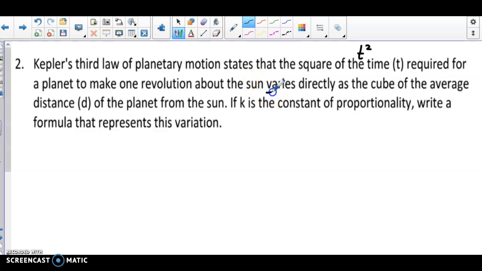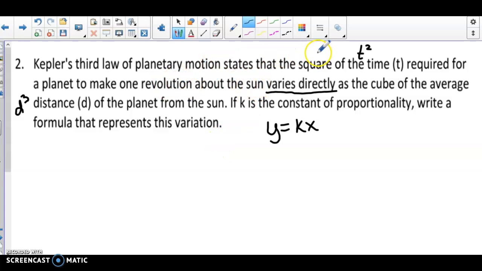Here's another keyword, varies directly. So I know I'm going to be using a direct variation, or something that looks like y equals kx. It varies directly as the cube of the average distance, d. So I know that I'm going to be using a d raised to the third power, d cubed, at some point. So now I just need to figure out how to put those all together into my direct variation equation. And like I said before, direct variation always looks like y equals kx. We've just got to figure out what letters to plug into what places.